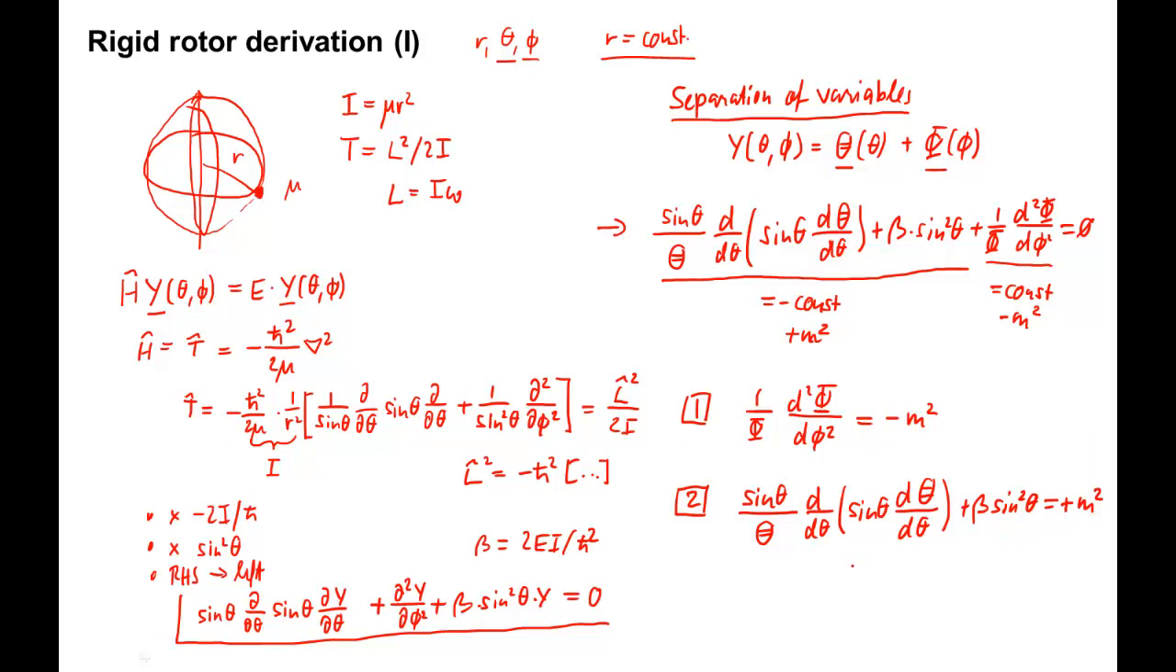In summary, we have set up the Schrodinger equation for the rigid rotor. The rigid rotor is a particle that can move freely on the surface of a sphere and has 2 degrees of freedom, theta and phi. The wave functions are denoted by uppercase Y. Using a separation of variables, we've managed to split the original Schrodinger equation into two simpler ones, one for phi and one for theta.